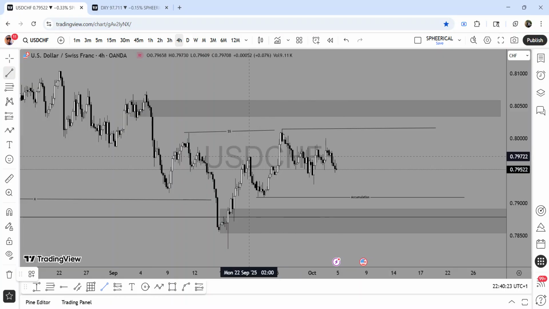But coming to here, I'm seeing something that looks so nice, but I will not take it unless I see a change of character in 1 hour. So see the structure here. This is our break of structure, and we know that whenever the market breaks structure, this is our BOS.